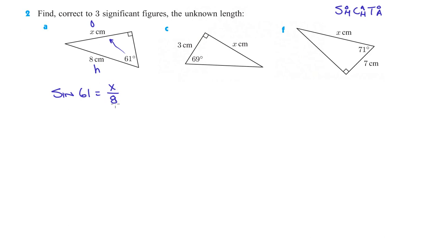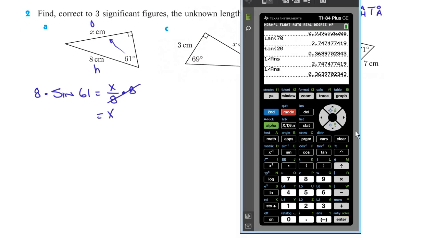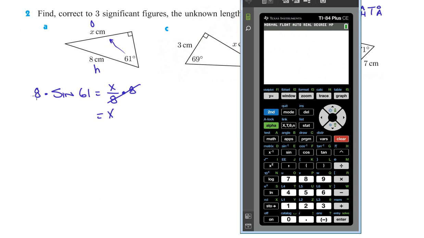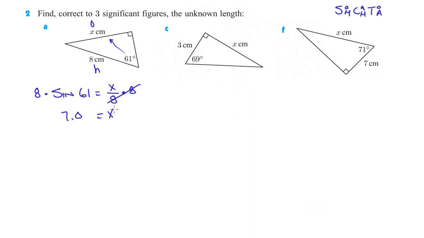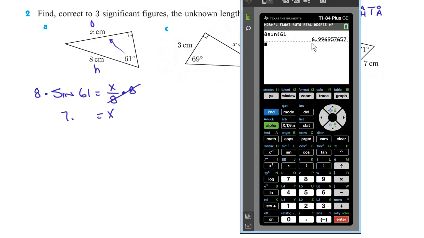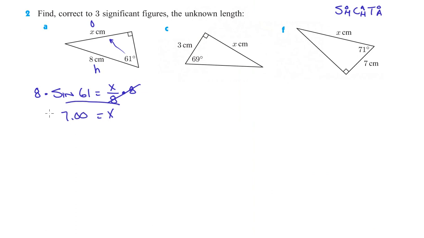Okay? So then what we want to do here is we want to get x by itself, so if x is on the top and the constant is on the bottom, just simply multiply both sides by 8, and that will tell us what this x side is here. So we will do, let's see, clear that out, and we will just do 8 times sine of 61, or just 8 sine 61, and we get 6.996. So basically 7.0. Oh, sorry, it says the 3 significant figures. So let's look. First significant figure, 6.996. It is going to be 7.00 to 3 significant figures, and that's centimeters.